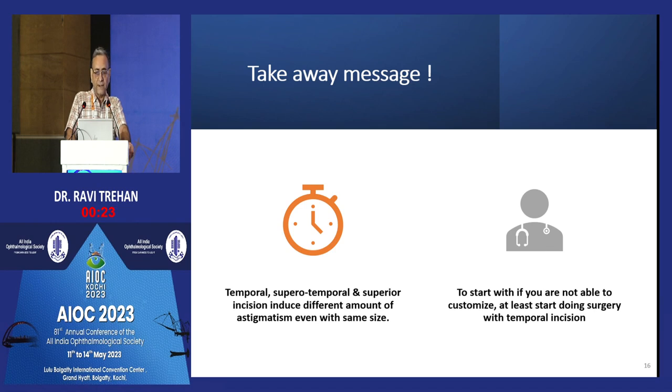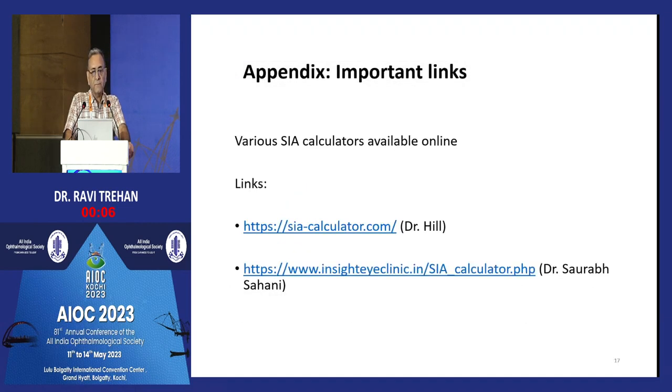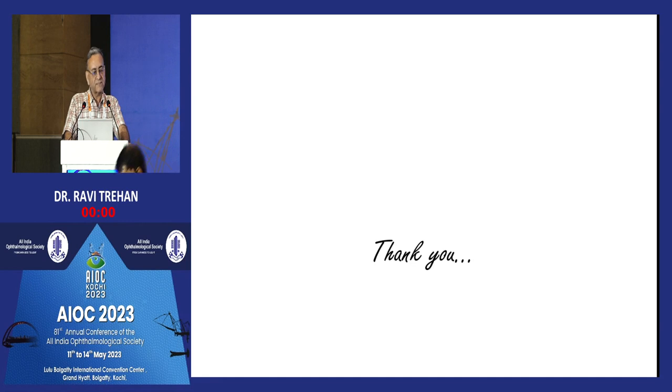Some take-home messages I would like to give: temporal, superotemporal, and superior incisions induce different amounts of astigmatism even with the same size. And to start with, if you are not able to customize, at least start doing surgery with temporal incisions. Some SIA calculators are available online and free. Dr. Hill and Dr. Saurabh Sahani from Delhi use these calculators. You have to put in K1, K2 readings pre-op as well as post-op, and these will give very good results. You have to customize your SIA and use that SIA or SCA for the benefit of patients. Thank you.